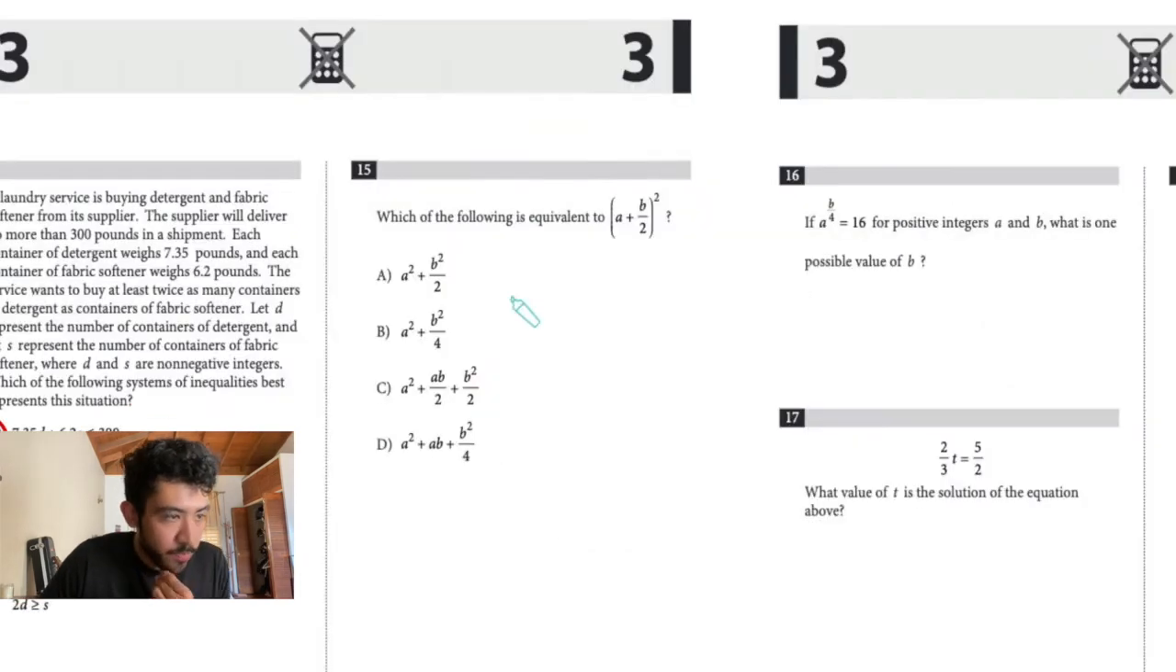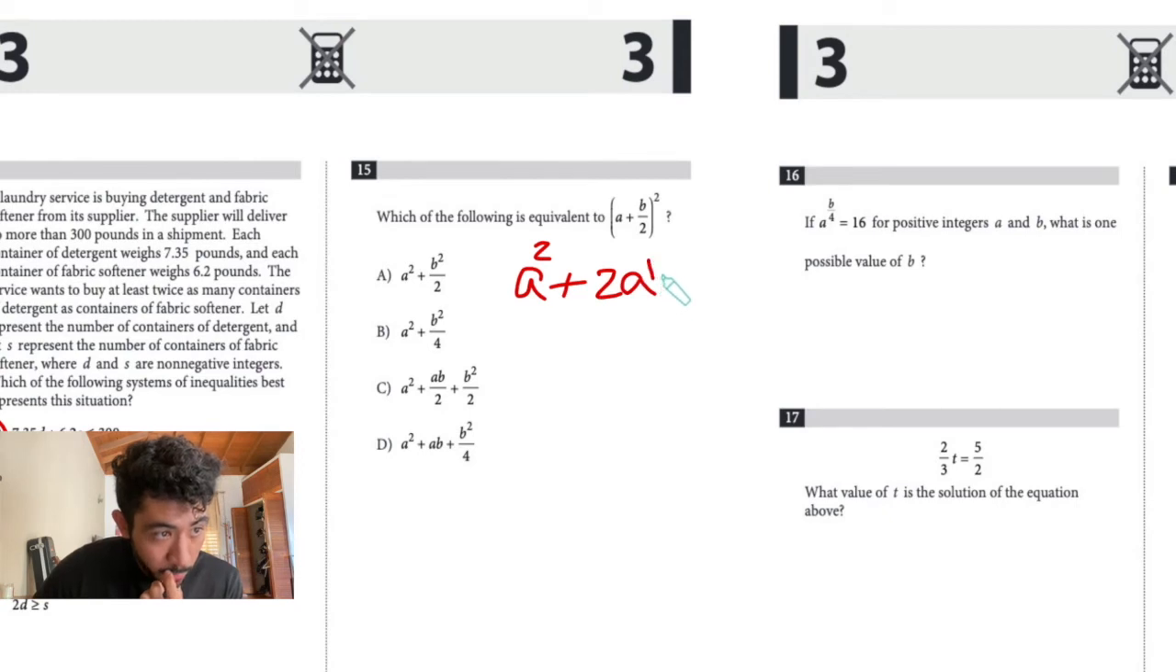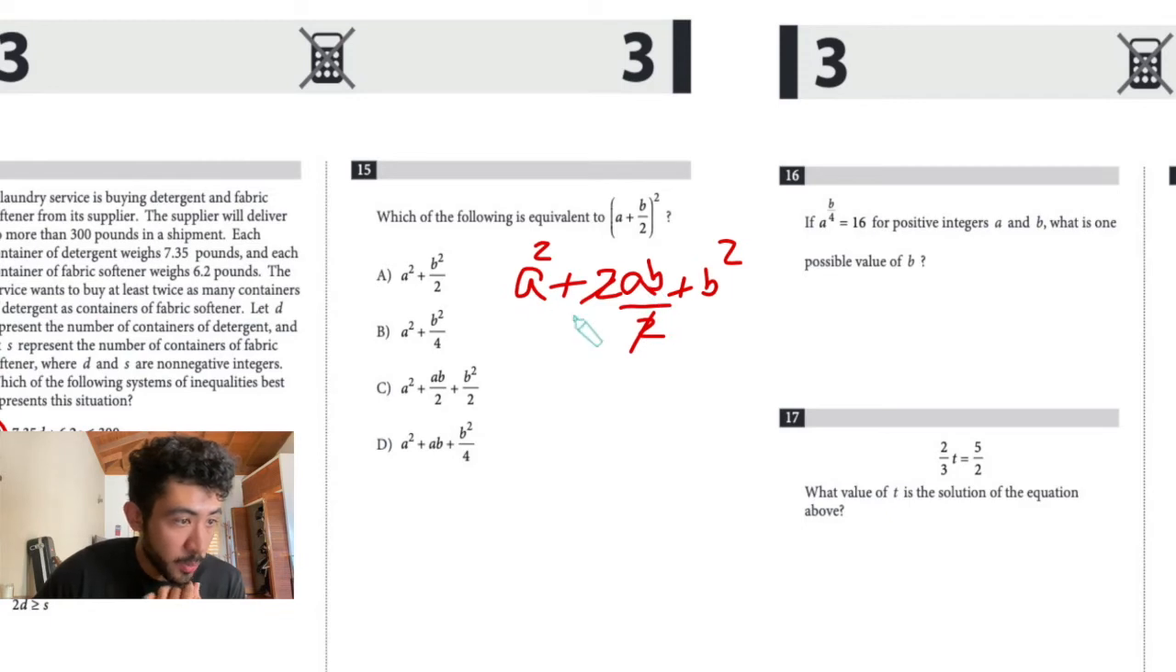Which of the following is equivalent to a plus b over 2 all squared? I remember that if I can expand this binomial, that's going to give me a squared plus 2ab over 2. That one will cancel, plus b squared. I'm looking for a squared plus ab plus b squared over 4. Sorry. Yeah. So the answer should be D.